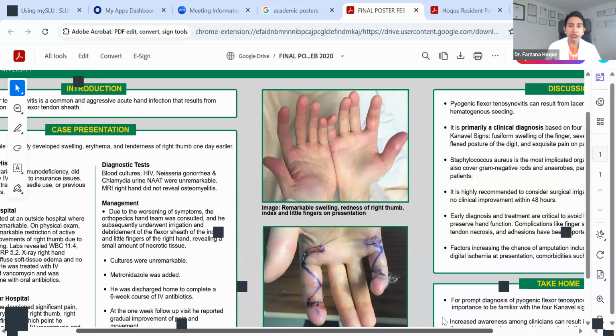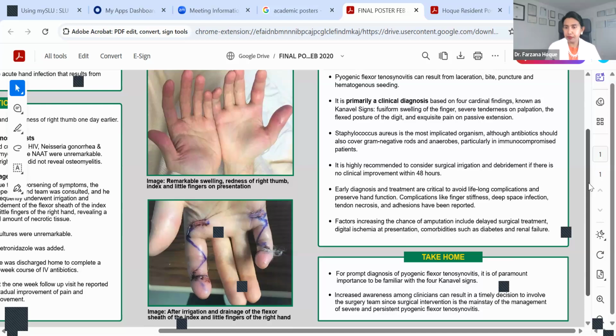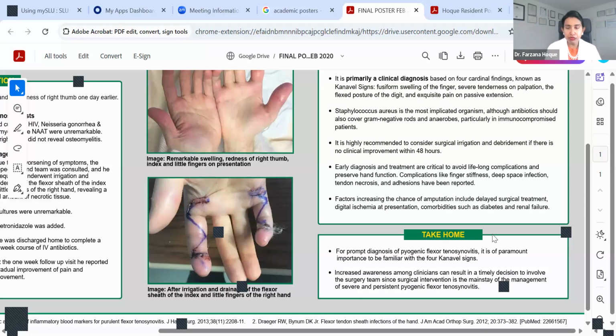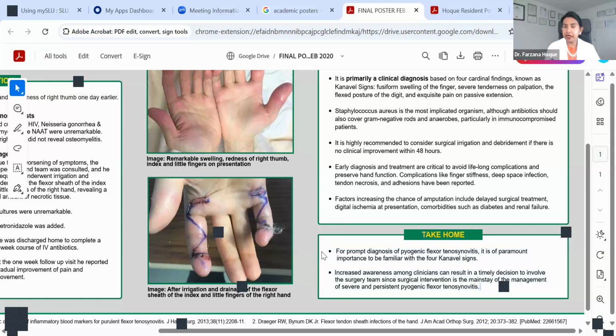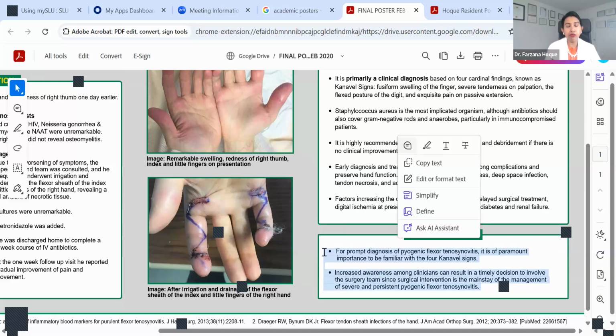My next advice to you is that at the end of your poster, have a conclusion, take home, or key takeaways. Whatever way you want to title it is completely fine. My message to you is to have at least 1 or 2 points that your audience and your judges can remember. What are your take home points? Because nobody can remember the whole poster. However, they can always remember these take home points, because these are the things they will utilize at bedside.